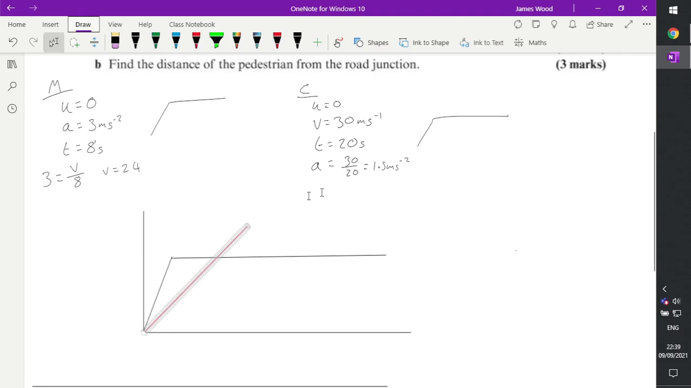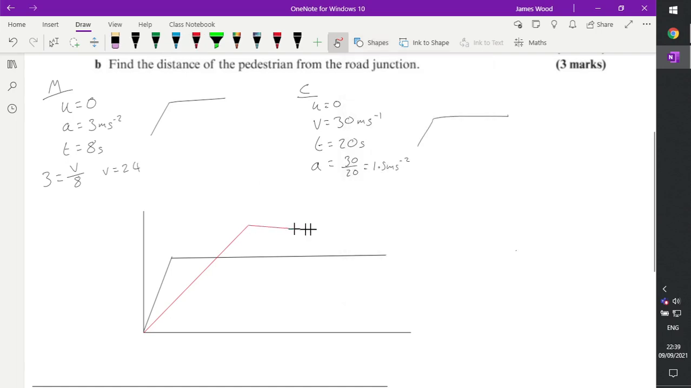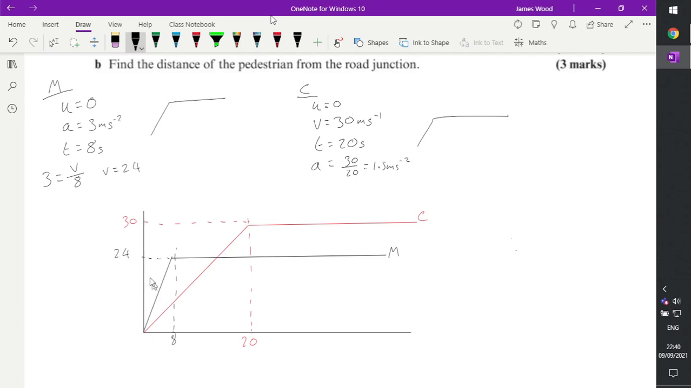So something like that. Okay, there we go. Let's just label them as well. So the black one was the motorbike, the red one was the car. Okay, let's put on some values as well. So the car got up to 30 meters per second in 20 seconds. The motorbike got up to 24 in 8 seconds. So that's a pretty good VT graph. It's fairly accurate.